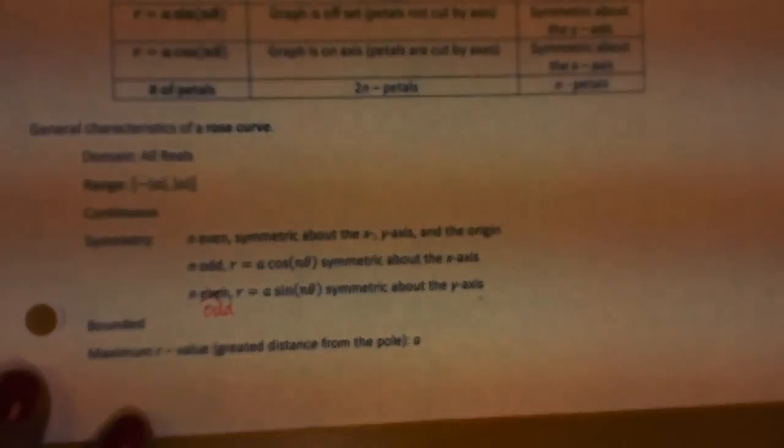If n is odd, and you have the cosine, it's symmetric about the x-axis. If n is, this should say odd, and you have sine, it's symmetric about the y-axis. Okay?